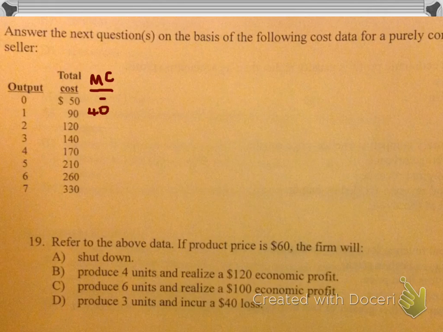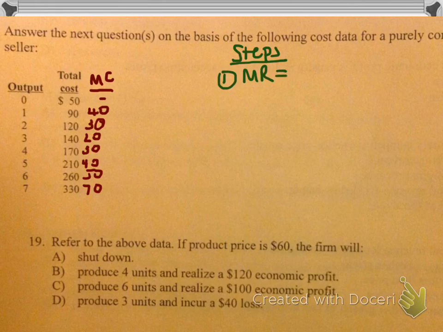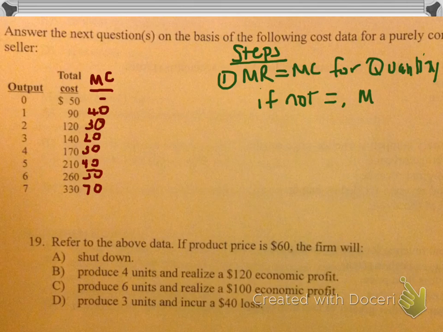So let's go back and let's look at problem 19. It's asking us about a product price of $60. So I have to find where my marginal revenue equals my marginal cost. Since there's not a quantity where it exactly equals it, what I'm going to do is find the quantity where they're closest to being equal, but that my marginal revenue is going to be bigger than my marginal cost.